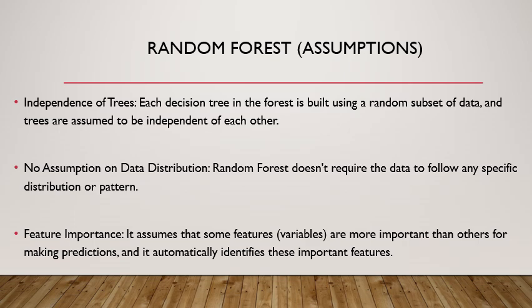Okay, this is about feature importance. Once again I will repeat. Assumptions: independence of trees, where the prediction of one decision tree is completely independent of the prediction of other decision trees. No assumption of data distribution: it doesn't follow any specific distribution or pattern. Feature importance: it assumes that only some features are more important compared to others for making predictions, and it automatically identifies these important features. Only the features which are most useful for solving the problem, the random forest automatically identifies.